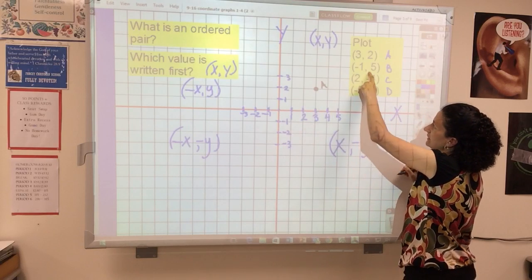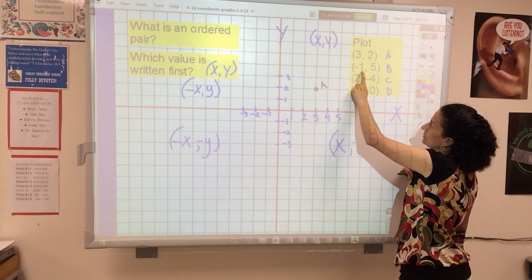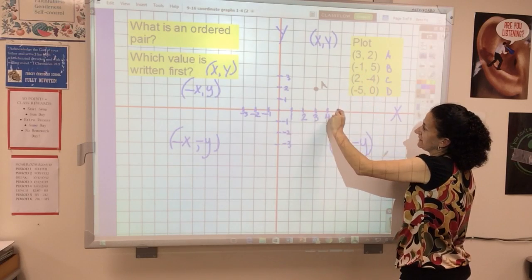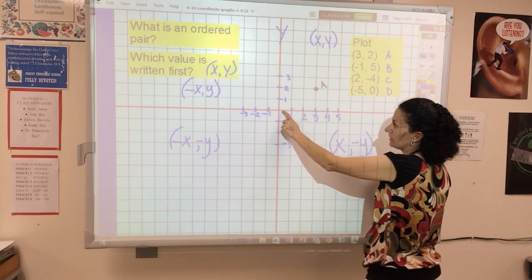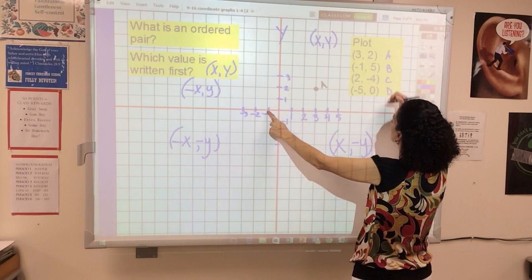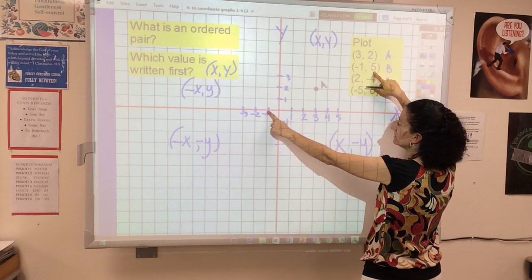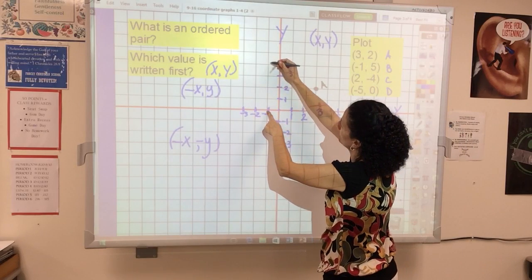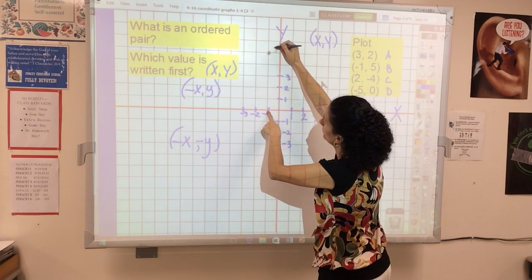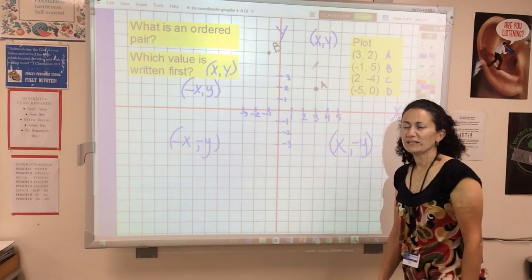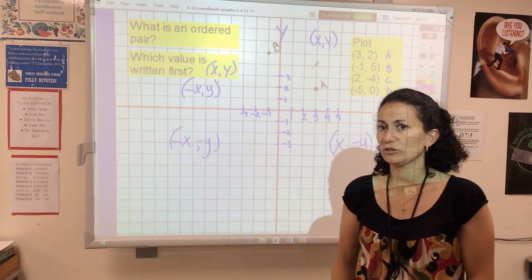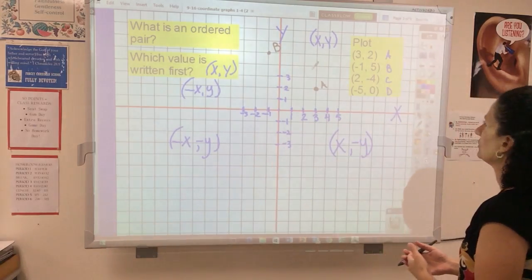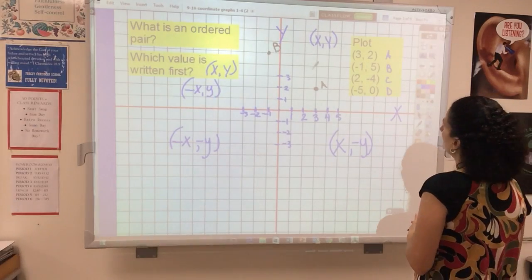Let's try another one. (-1, 5). So the first number tells me to go left or right. If it is negative, I'm going to go left. The second number tells me to go up or down. If it's positive, I'm going to go up. So 1, 2, 3, 4, 5. Here's the point for B. Hopefully this is a little bit of review for you. Hopefully you worked with coordinate graphs in 4th or 5th grade.